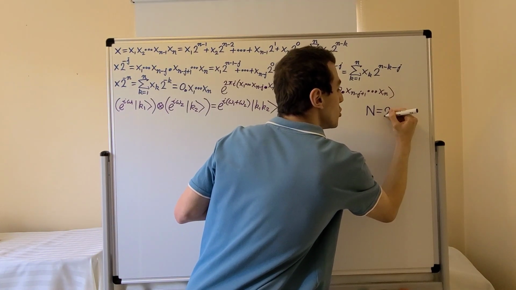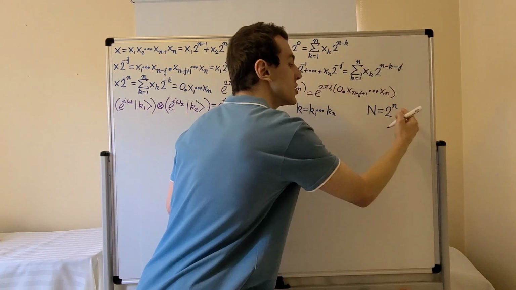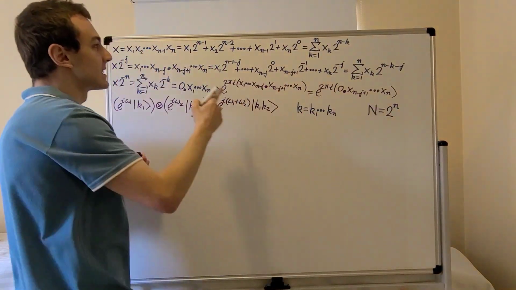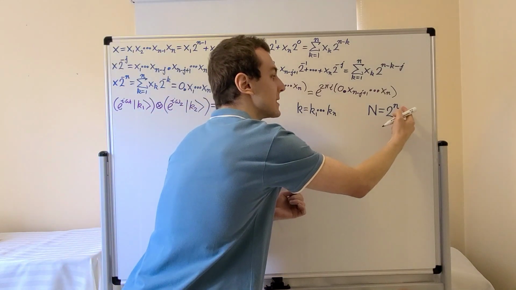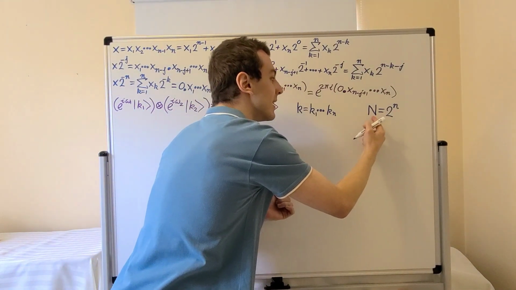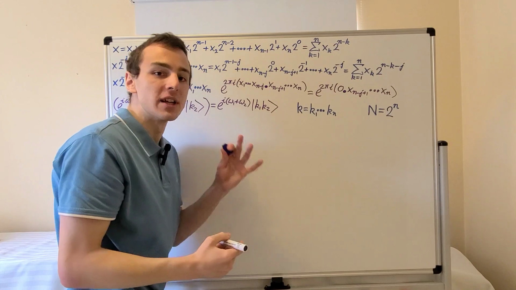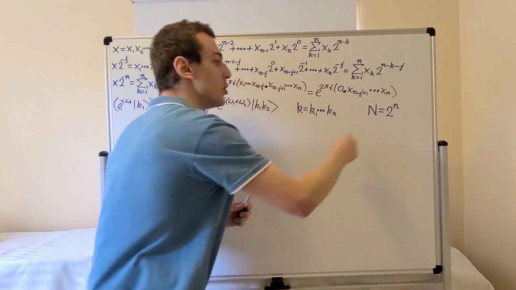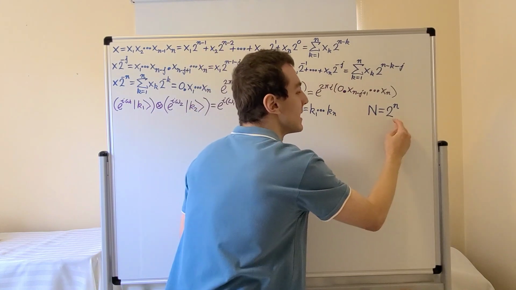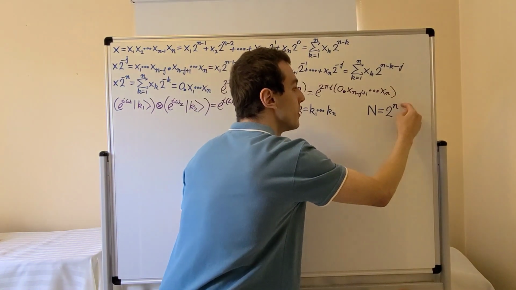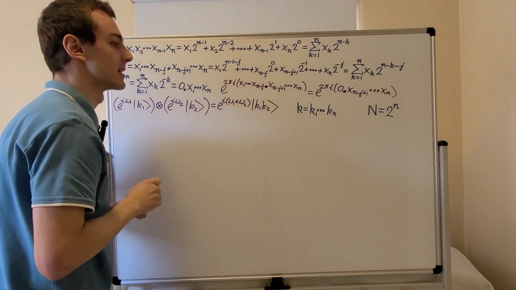This is the same as 2 to the power of little n. So little n is the number of bits in this string, or when we're dealing with quantum mechanics, it's the number of qubits. And big N is the dimension of the Hilbert space. So the number of qubits can be used to determine the dimension of the Hilbert space. All we have to do is take 2 to the power of the number of qubits, and then we get the dimension of the Hilbert space.